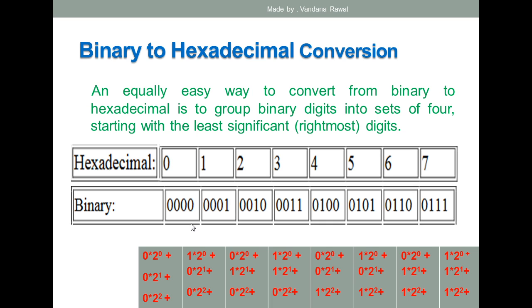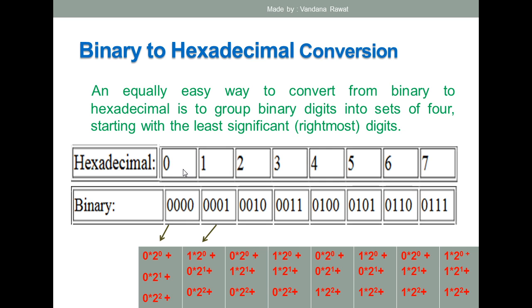First of all, you start from the least significant bit, meaning the rightmost digit, and multiply each digit with 2 to the power. So let us proceed. First I am calculating this one: 0 into 2 to the power 0, plus 0 into 2 to the power 1, plus 0 into 2 to the power 2, plus 0 into 2 to the power 3. The summation of these 4 digits is equivalent to 0. That means the binary equivalent of 0 is correct.